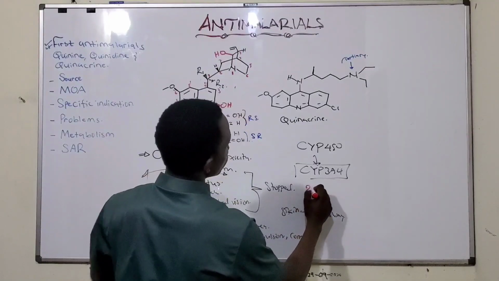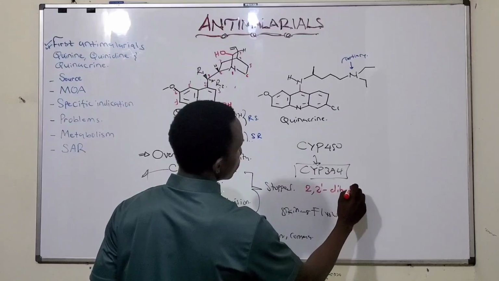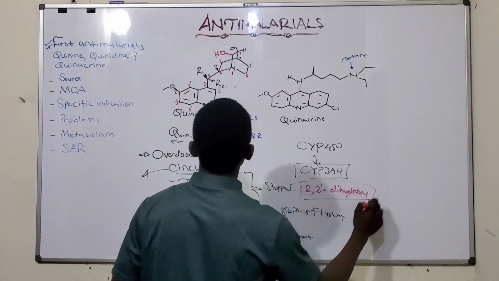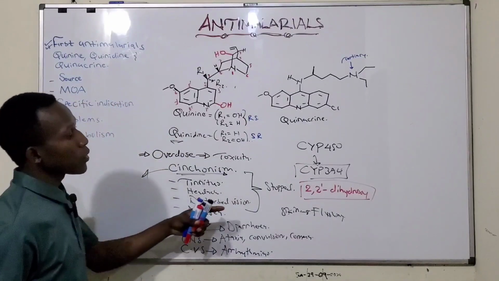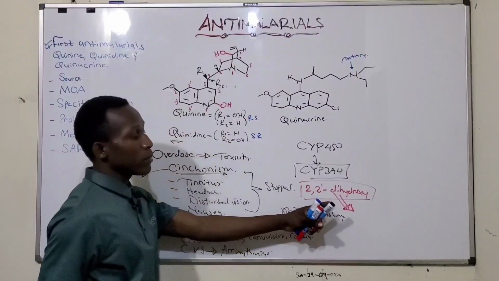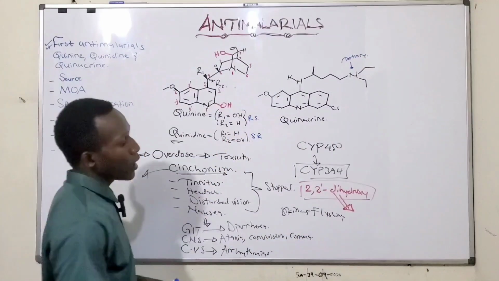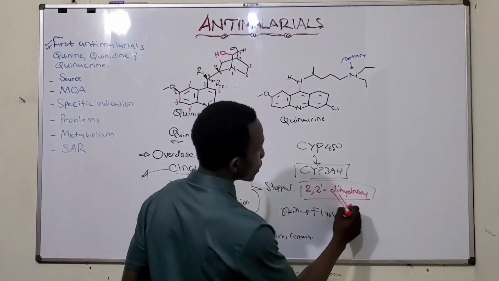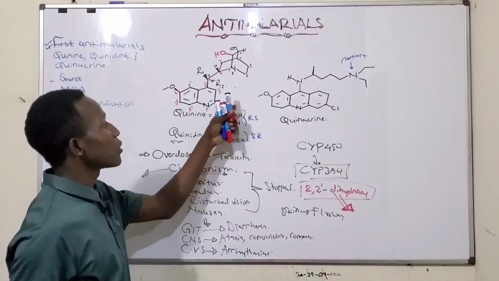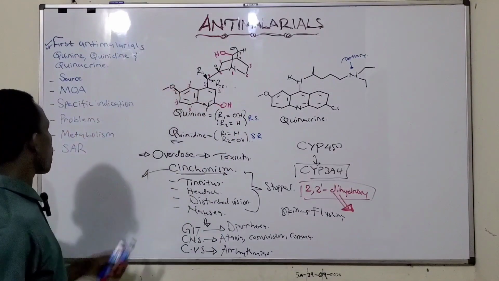So this is the major metabolite. It is the 2 prime dihydroxy derivative, or metabolite, or dihydroxy quinine. So this metabolite is the major metabolite after quinine metabolism. And we saw that drugs like mefloquine, they substituted this position to overcome this problem, as we are going to see. So generally, that's the metabolism.